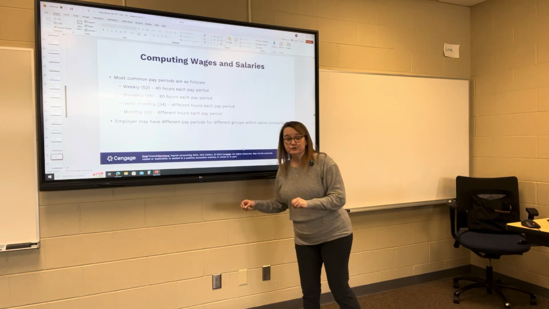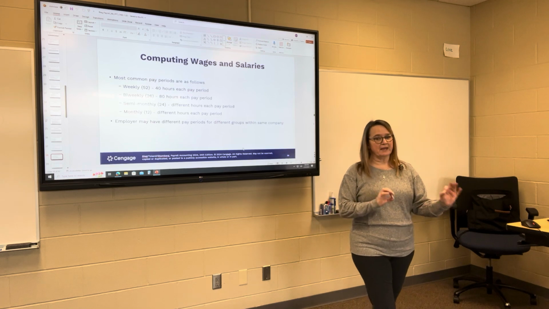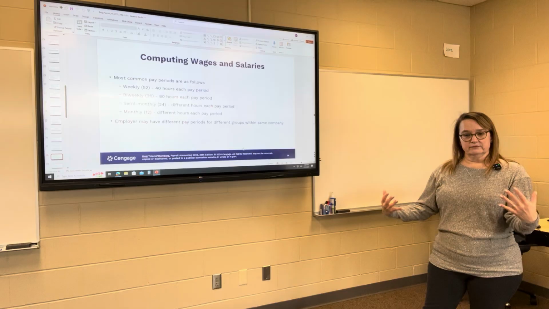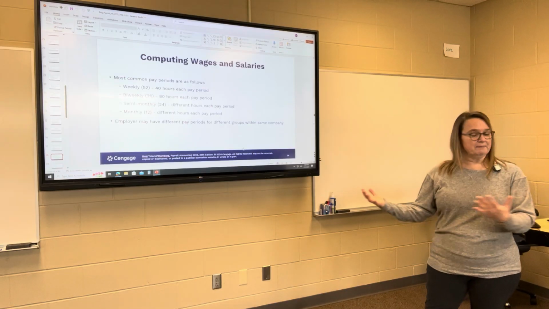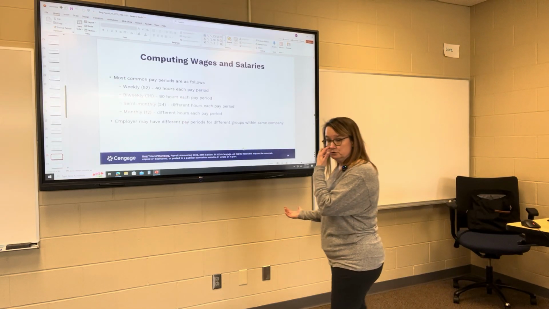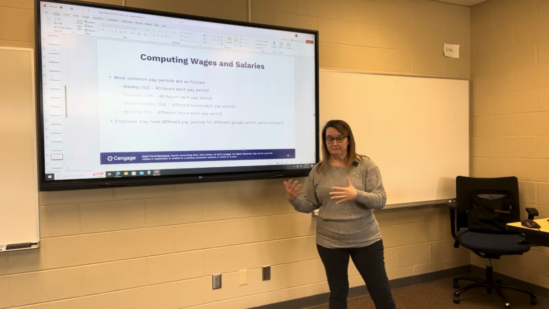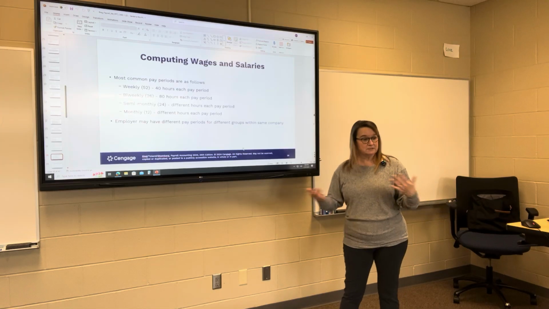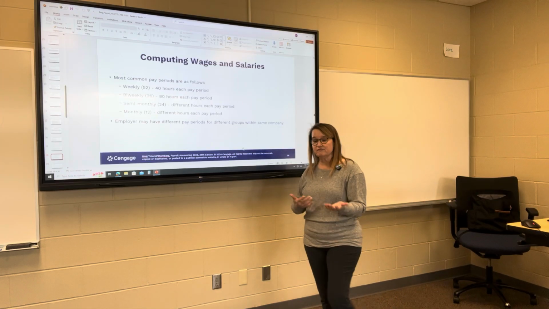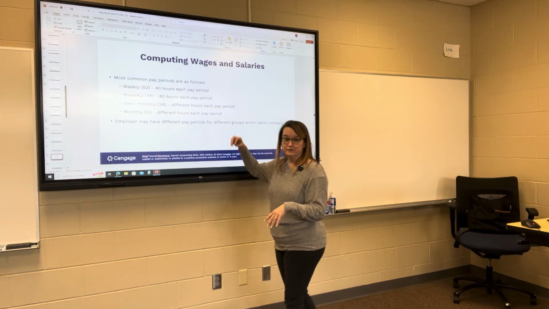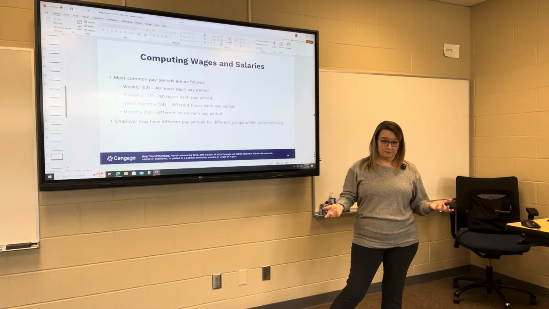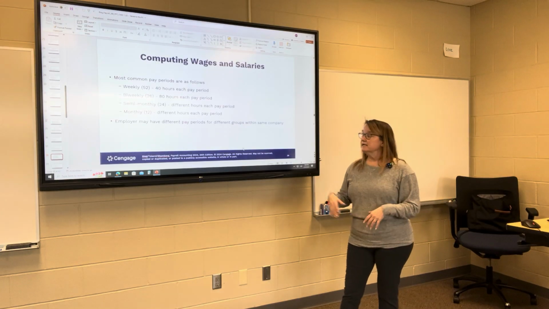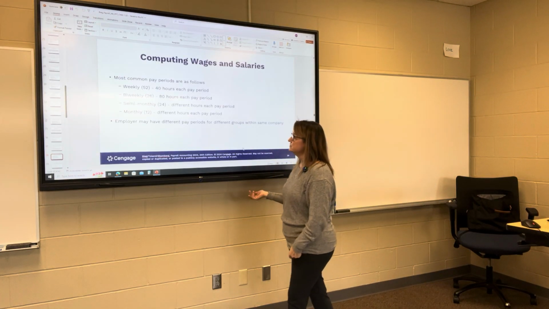Employers, by the way, can have different pay periods within their organization. So think about maybe a construction company. They may pay on a weekly basis to those who are actually doing the manual work, but then executives get paid on a monthly basis. It's possible and allowed to have multiple pay periods within an organization. It does increase the complexity for the payroll clerk, obviously, and for accounting, but it is possible to do that.